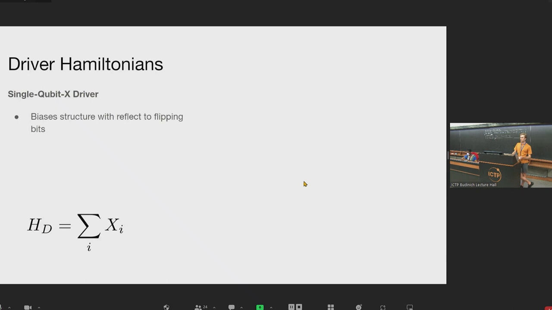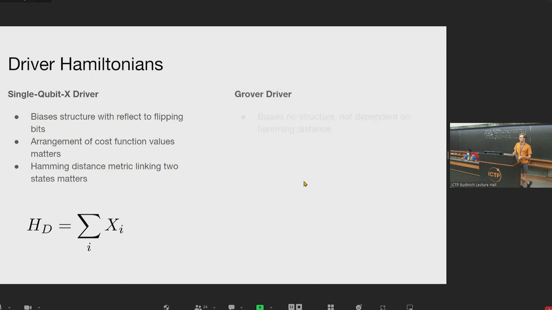If you are using the single qubit X driver, you are biasing structure in your problem with respect to flipping bits. And of course, this means the arrangement of your objective function, or the energy landscape of your spin glass or combinatorial optimization problem, matters. So you've got this Hamming distance metric for how distant different states of your system are. A Grover driver, however, is not biasing any structure in your problem. There's no distance metric for how far away two states are in the space of possible states. And therefore, only the overall distribution of the values of your cost function affects the expectation value of your problem Hamiltonian, which is what we want to maximize in QAOA.